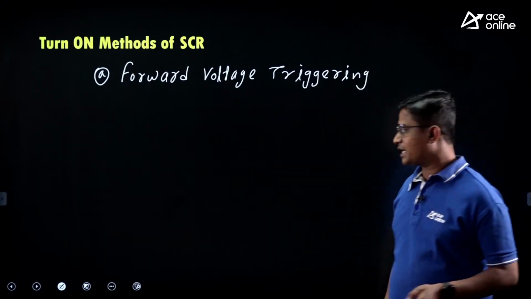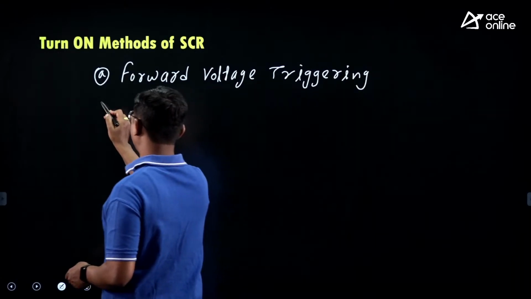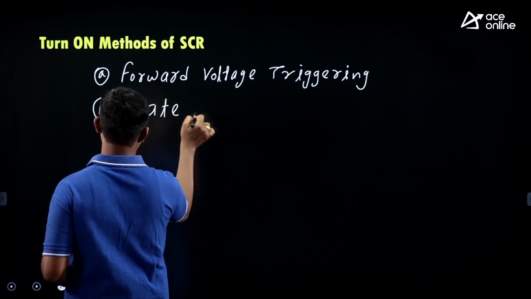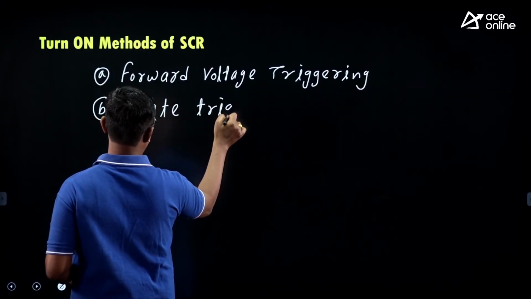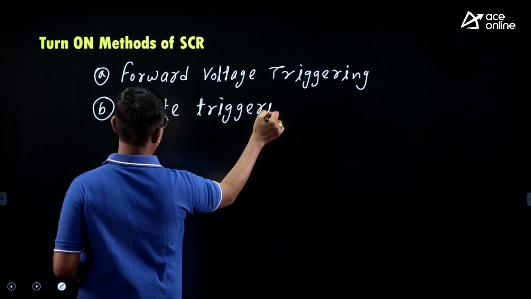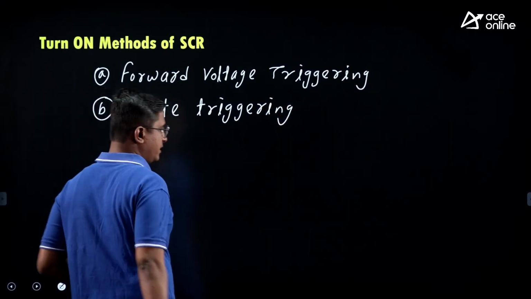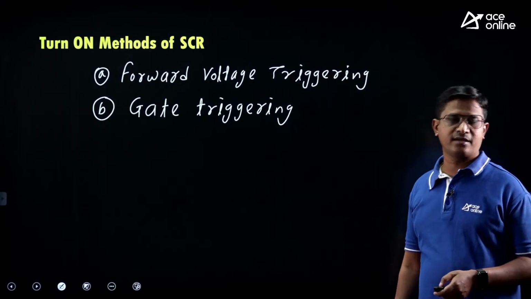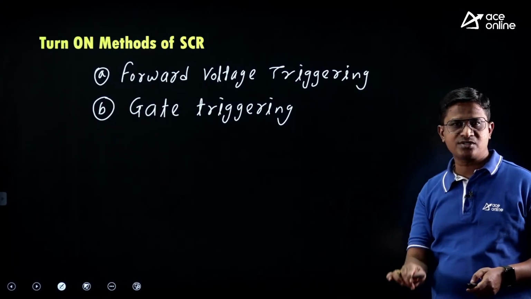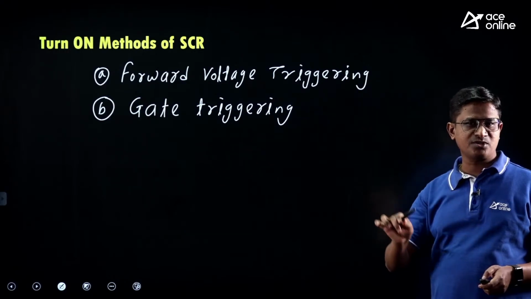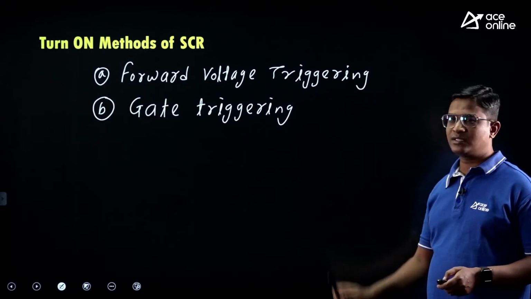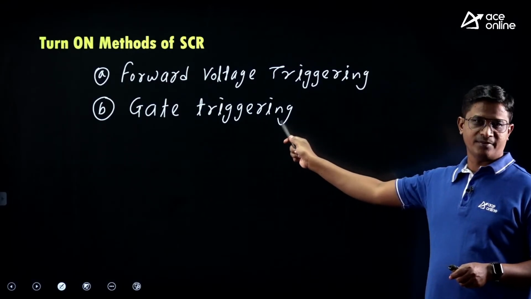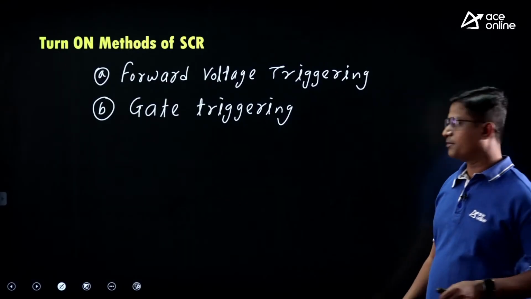All right. Second method is gate triggering. In this method, we are circulating the gate current in a gate cathode circuit of SCR, right? And this is the most popular triggering method.